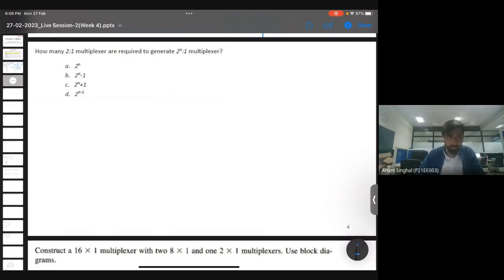Can anyone answer this question? It says how many 2 cross 1 multiplexers are required to generate a 2 to the power n cross 1 multiplexer. Okay, someone has already answered B. We can do this question through some examples. We know that there can be several muxes such as 2 cross 1, 4 cross 1, 8 cross 1, which are nothing but 2 to the power n cross 1 muxes.